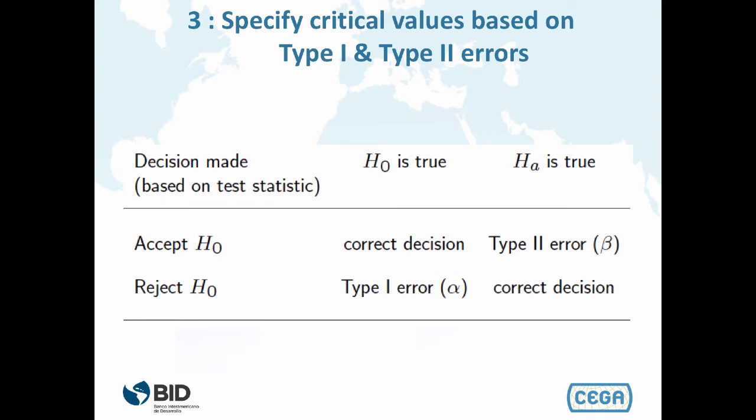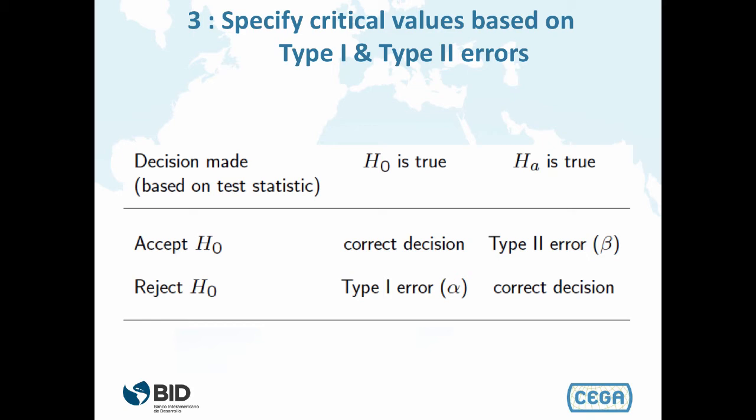We need to specify critical values based on what are called type 1 and type 2 errors. These issues are illustrated in the matrix below. In the columns, we have which hypothesis is true. The first one is the null hypothesis true, and the second one is the alternative hypothesis true. In the rows, we identify whether we're going to accept the null hypothesis, the first row, or whether we're going to reject the null hypothesis.